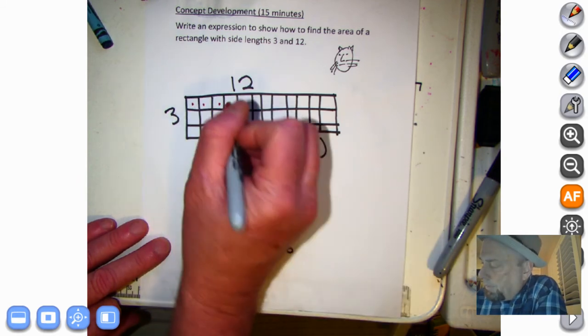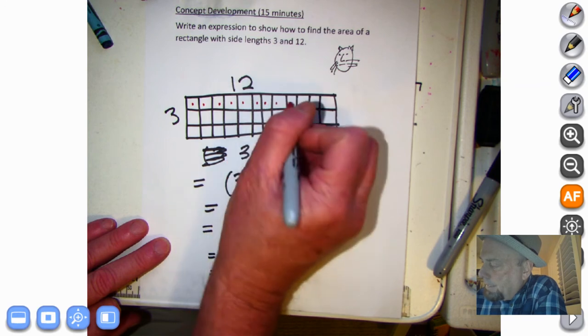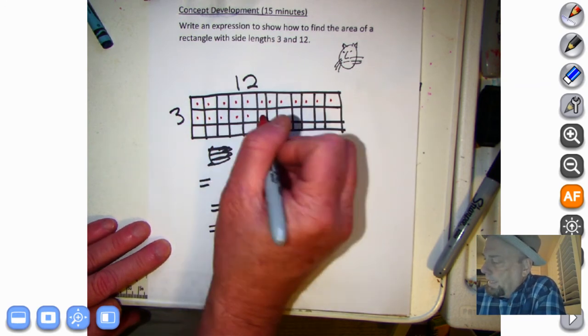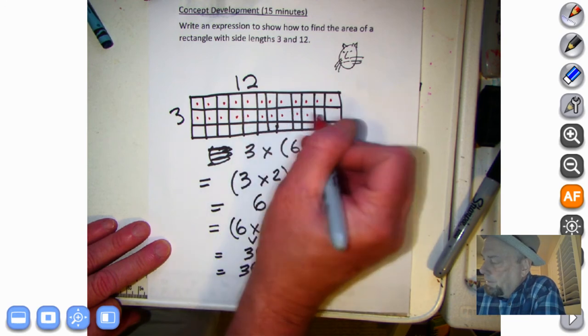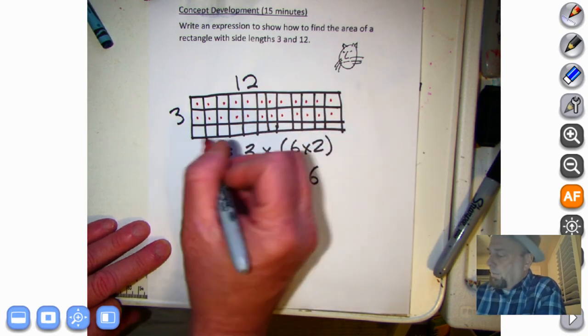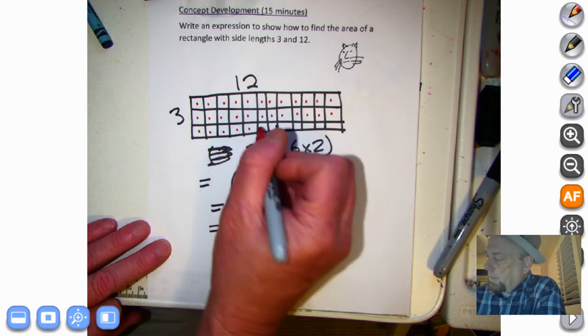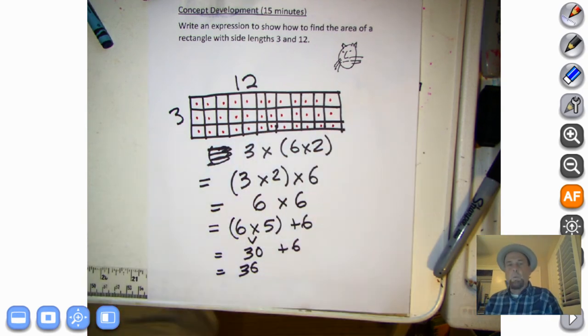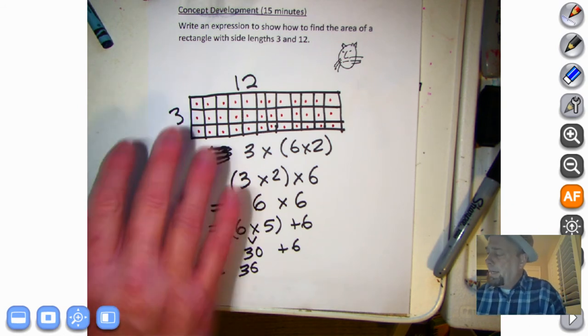We can count by ones. 1, 2, 3, 4, 5, 6, 7, 8, 9, 10, 11, 12, 13, 14, 15, 16, 17, 18, 19, 20, 21, 22, 23, 24, 25, 26, 27, 28, 29, 30, 31, 32, 33, 34, 35, 36. So you see how this all works. I hope you do. We could also break it up differently.